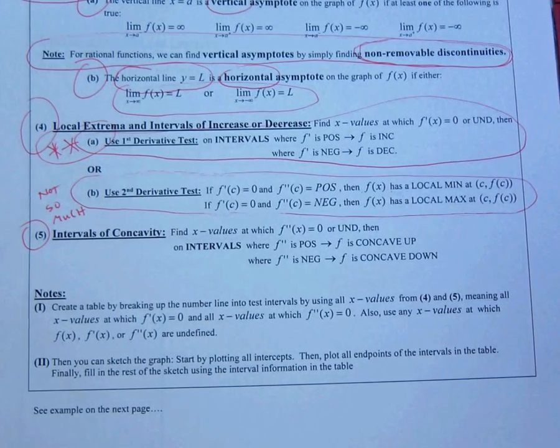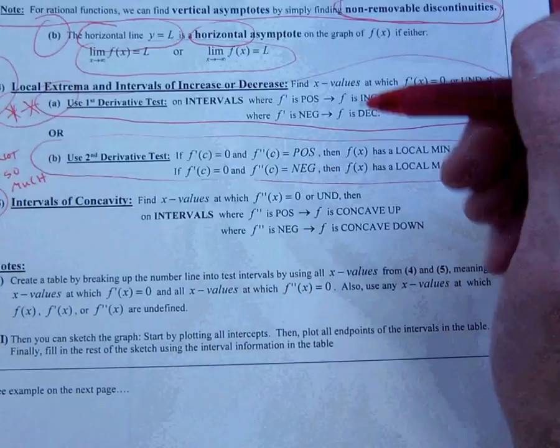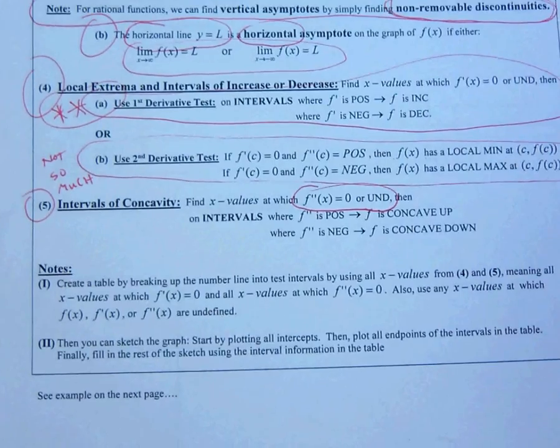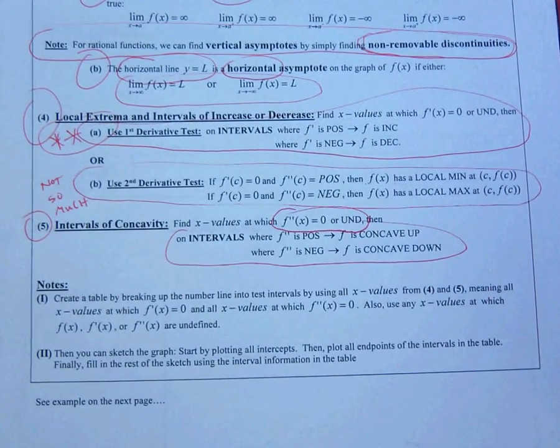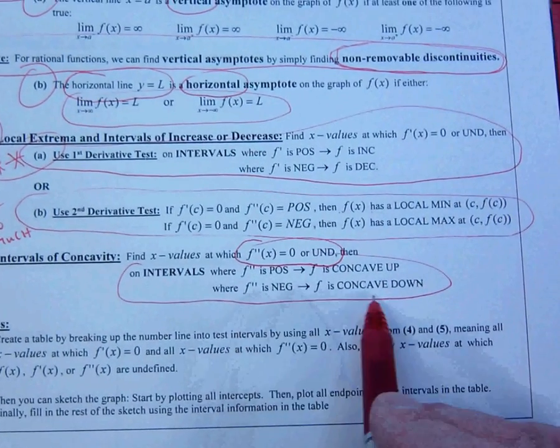And then number 5, knowing the concavity would help as well. And how do you find that? How do you find where f is concave up or down? Well, you start by finding where f double prime is 0 or undefined. And then you get your test intervals. On an interval, if f double prime is positive, f is concave up. If f double prime is negative, f is concave down.